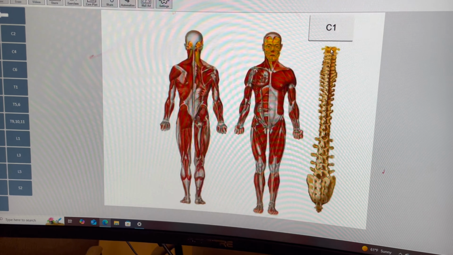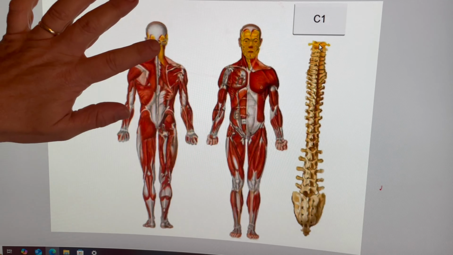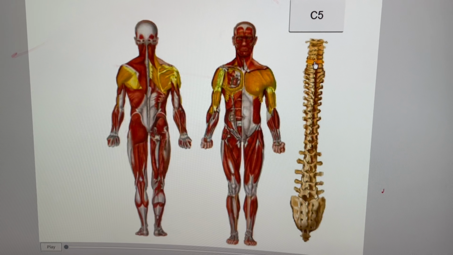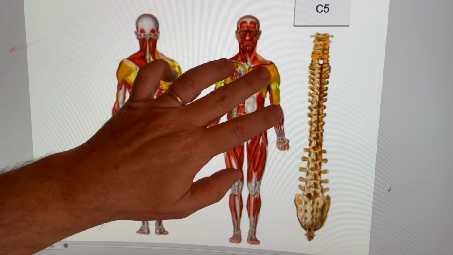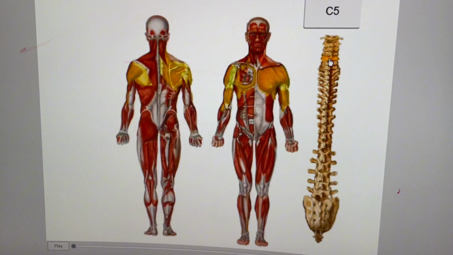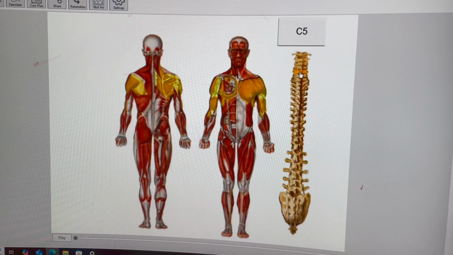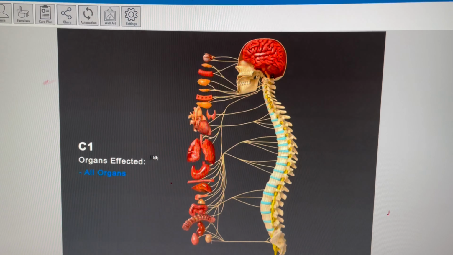If we found a reading at C1, that could be in the part of the neck muscles and even into the face. C5, C6, this could be more down in your arms, chest areas, back areas, and that sort of thing. If we talk about the other component, nerve irritation is going to be what actually feeds our organs.